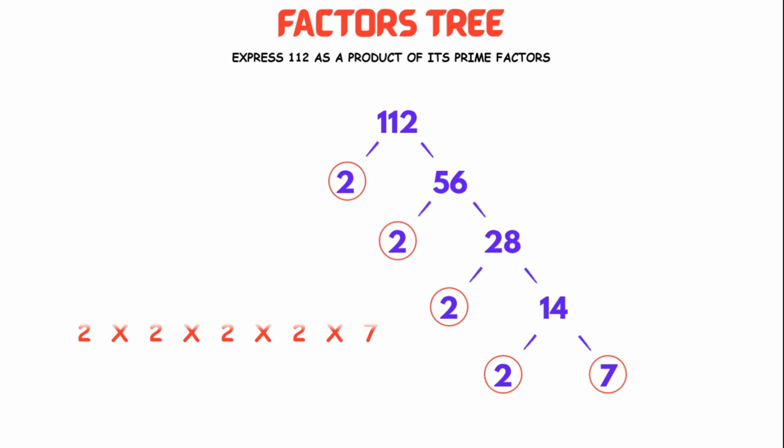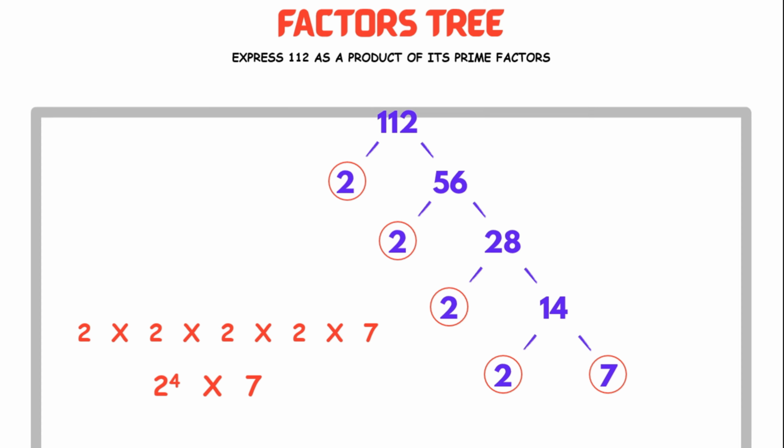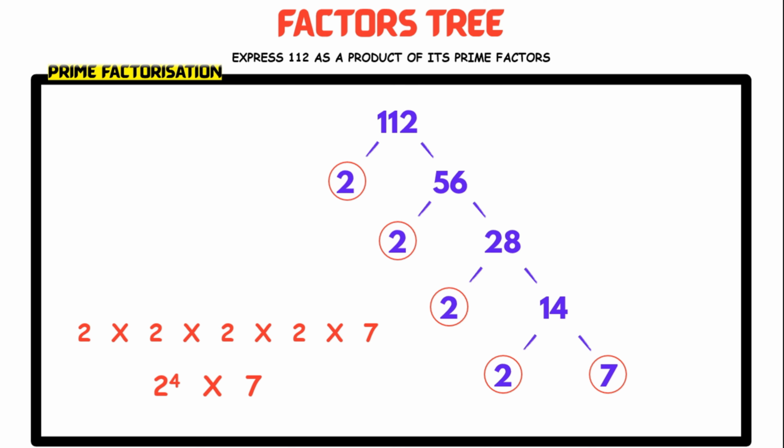So we can express 112 as 2 times 2 times 2 times 2 times 7, and then we can rewrite it as 2 to the power of 4 times 7. One last thing to mention is that this whole process we've been covering in this video is sometimes called prime factorization, which just means to rewrite a number as a product of its prime factors. So in this last question, we basically did the prime factorization of 112.